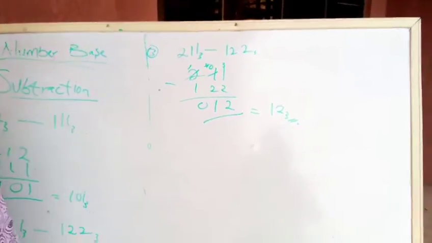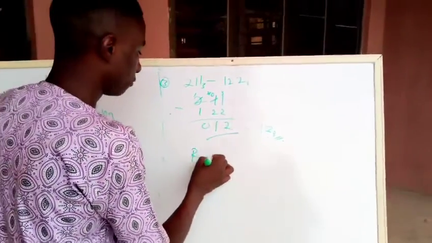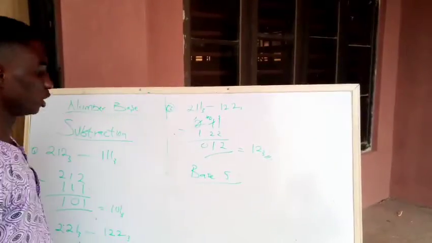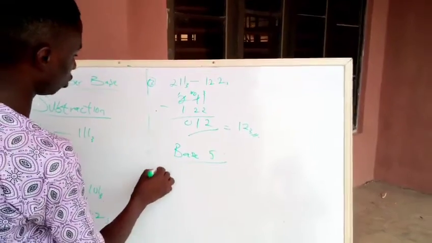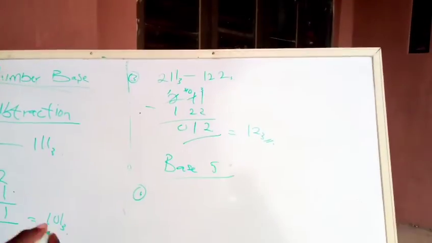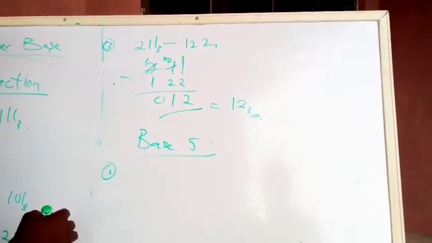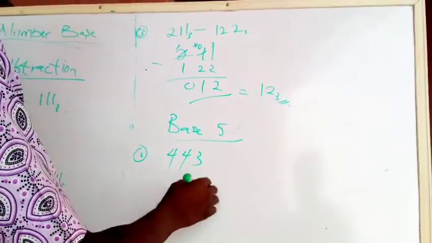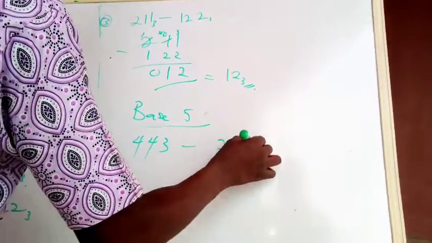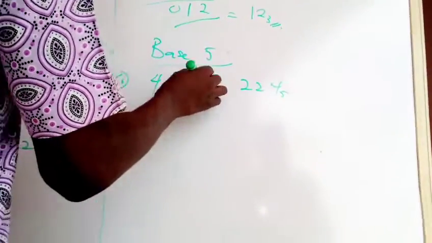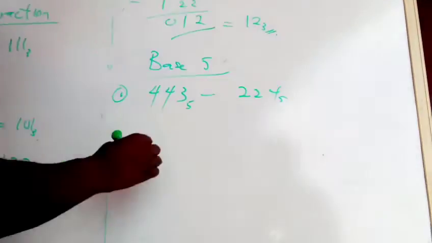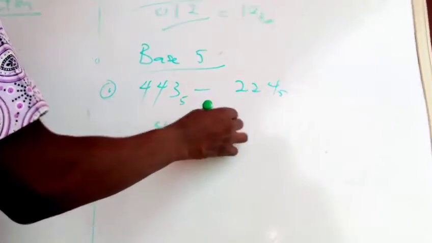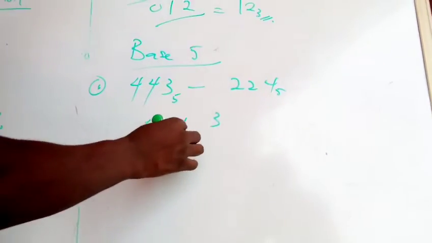So let's check base 5 and see. Alright, let's work in base 5. So let's take an example of base 5 subtraction so that we understand the concept and try more on our own and drop our comments. Alright, in base 5 we say 443, let's say minus 224 in base 5. So we want to get a subtraction for this. This becomes 443 minus 224.